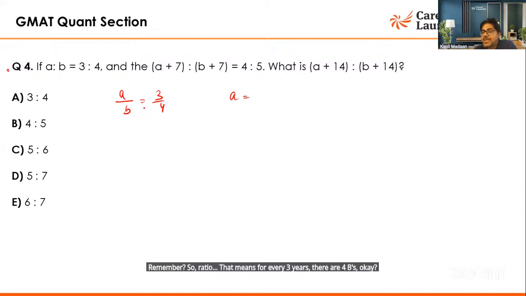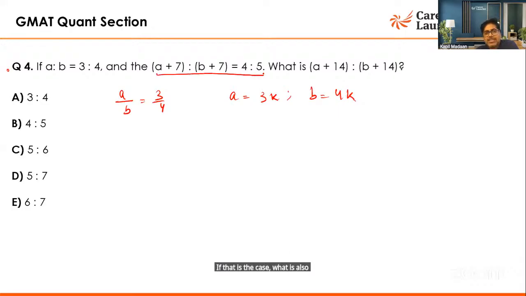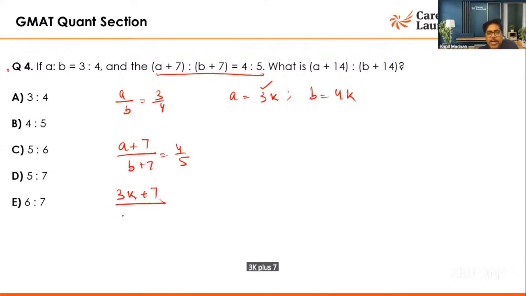Okay, let's simplify. So can we say that if A by B is 3 by 4, that means A is equal to 3K, B is equal to 4K. If that is the case, what is also given is this ratio, that is A plus 7 divided by B plus 7 is equal to 4 by 5. Now what is A? That is 3K. So substitute here 3K plus 7, B value, that is 4K plus 7, is equal to 4 by 5.